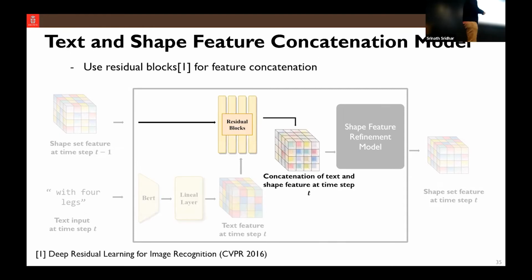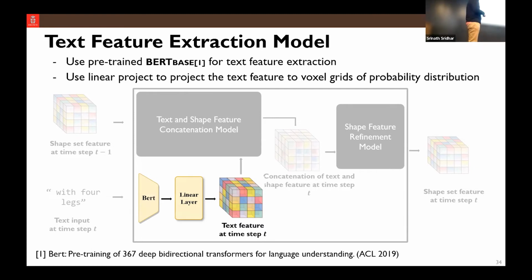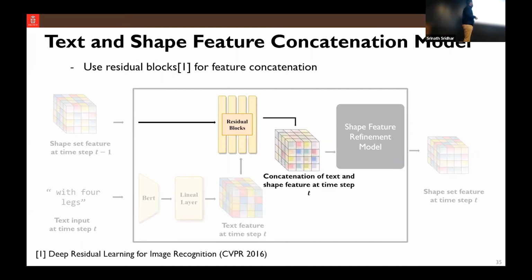The second part of our model is the text and shape feature concatenation. So we need a way to combine the text and the shape features. For this, we just use a bunch of residual blocks, which take both of these inputs and produce some features. They produce a separate feature grid after taking this input.